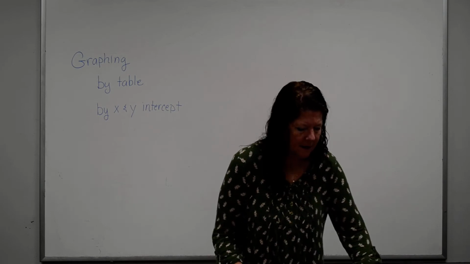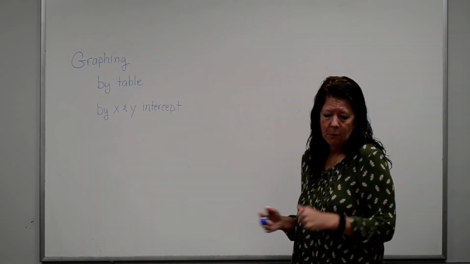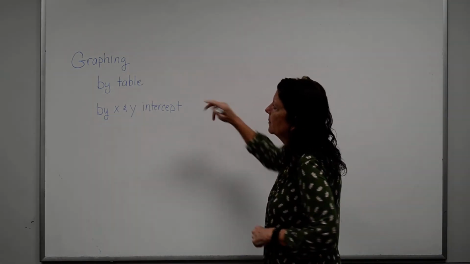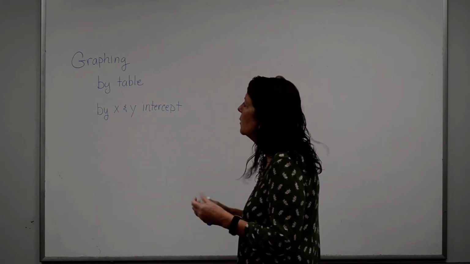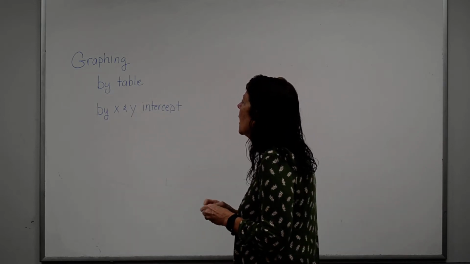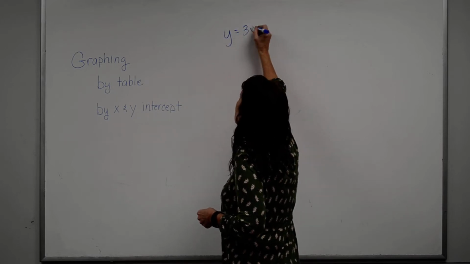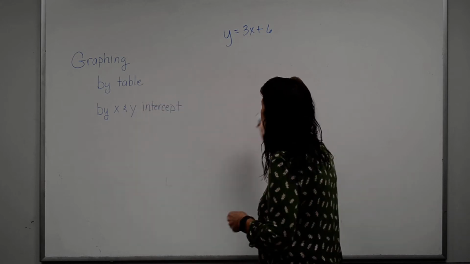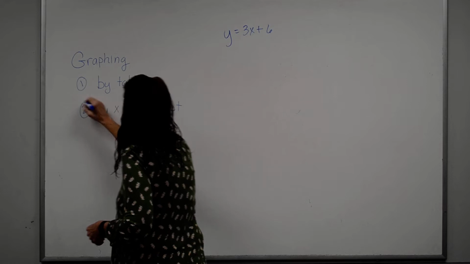Okay, this is the information from section 5.2. So far, we've learned how to graph lines on a coordinate plane by two different methods, okay? And we're going to review those two methods again. Let's say I have this equation: y is equal to 3x plus 6. If I do it by table form, we'll call this method 1 and we'll call this method 2.